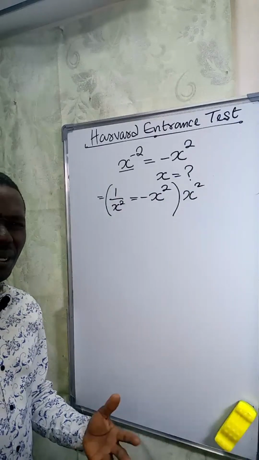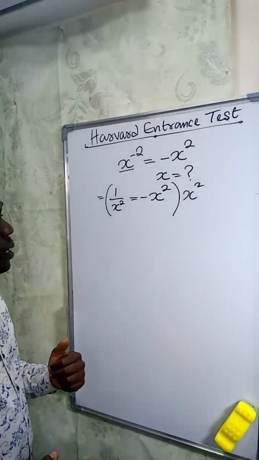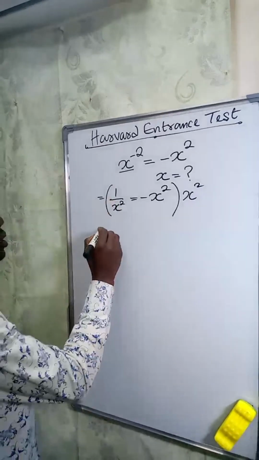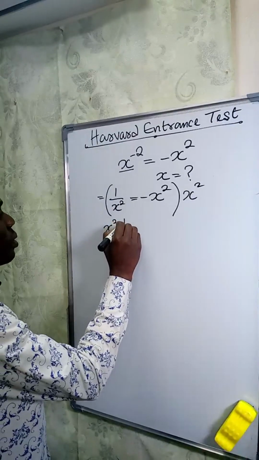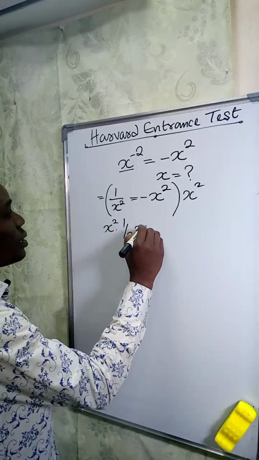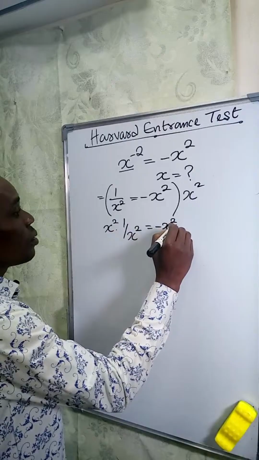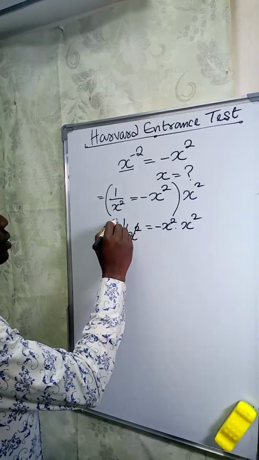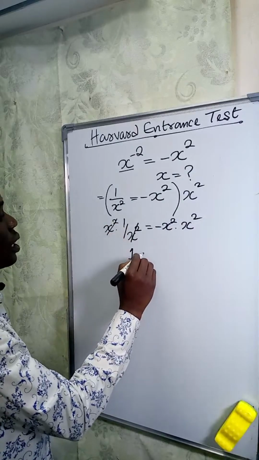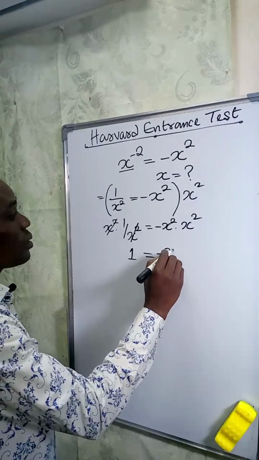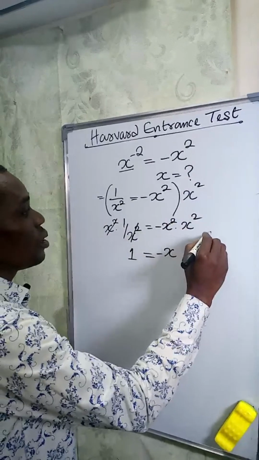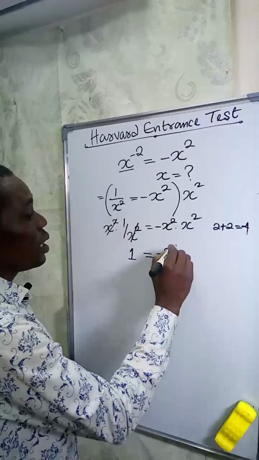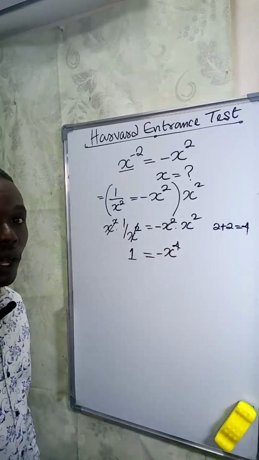So as to simplify. Now, if I multiply both sides by x squared, the left-hand side will be reduced to 1. That will give me x squared multiplied by 1 divided by x squared, and this will be equal to negative x squared multiplied by x squared. While this cancels out, we'll be left with 1, and this will be equal to negative x to the power of, according to indices, we add, 2 plus 2, and that will be 4. That will be negative x to the power of 4.